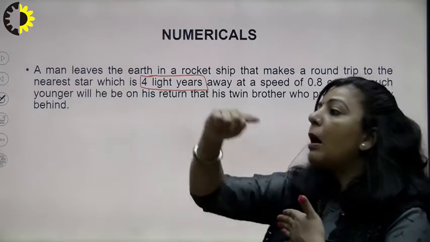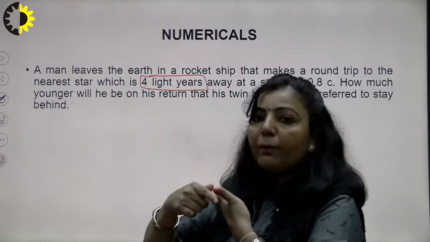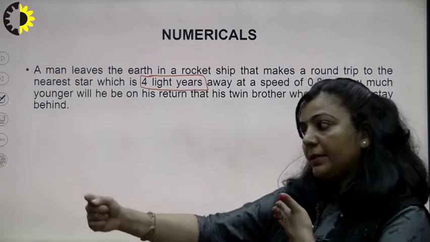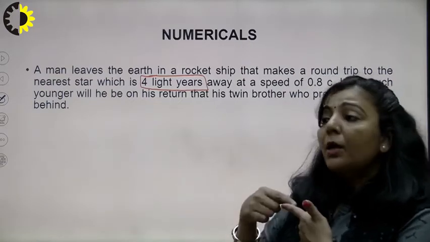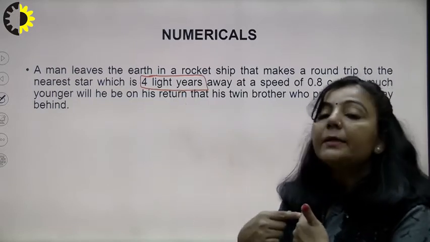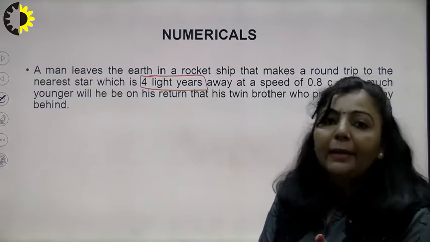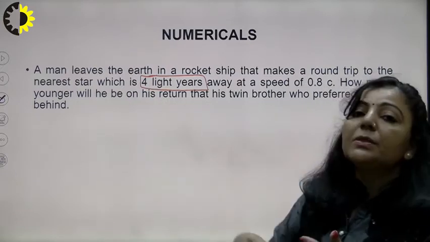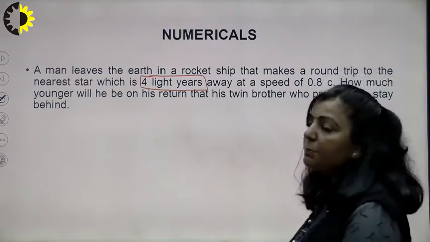So for the round trip, what is the distance travelled? For the forward journey from Earth to the star, the distance is 4 light years, and when it is coming back, it will again travel a distance of 4 light years. So during that round trip, the distance which that rocket will travel is 8 light years, meaning that person will travel a distance of 8 light years during the round trip, right? So that is the first part of the question.